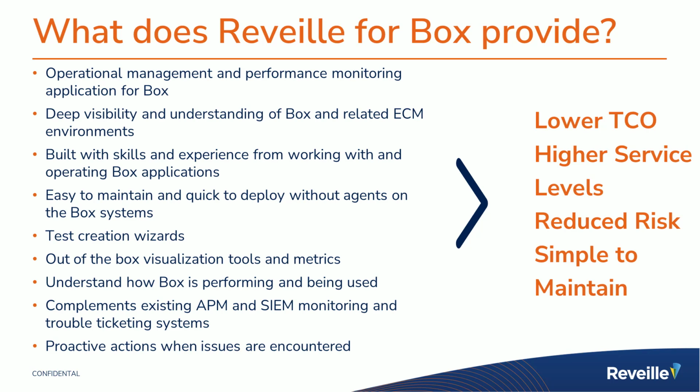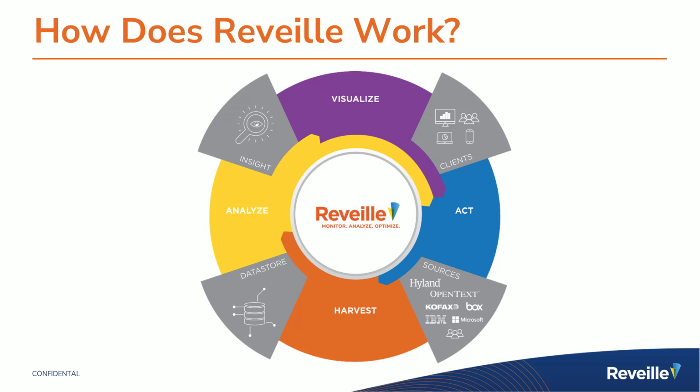It complements your existing on-premises or cloud-based APM or SIEM monitoring and trouble ticketing systems. It allows the organization to be proactive when issues are encountered. Issues are flagged, and when appropriate, actions can be automatically carried out to resolve issues and remove bottlenecks in Box processes. Typically, organizations have multiple ECM systems and repositories. Reveille helps reduce the time and risk with a single view of the operating health of the Box systems and your other ECM systems.